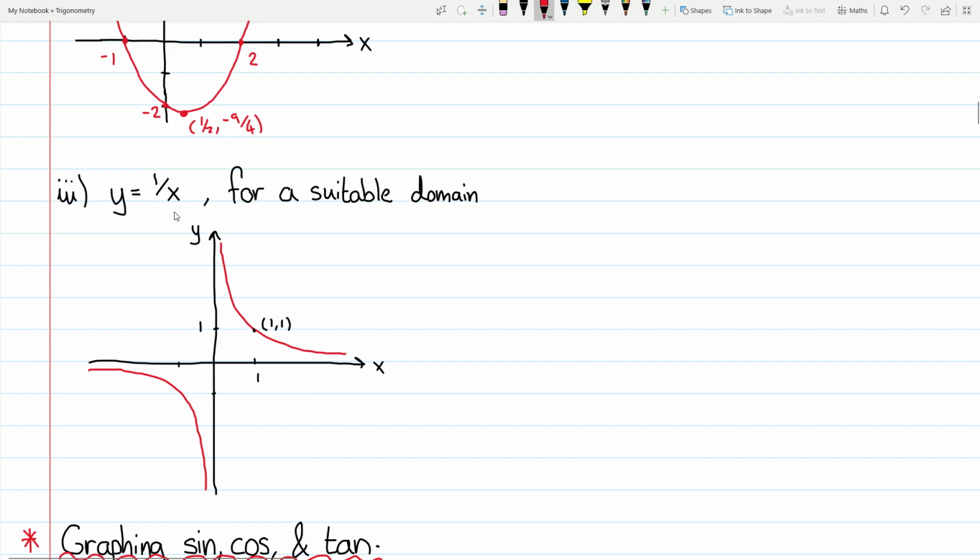And we've also got something called a reciprocal graph, which we'll look at later. But here, notice that we haven't intersected any axes, but we can put a point of reference.